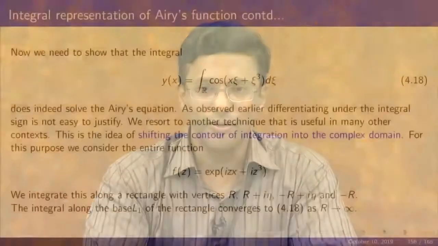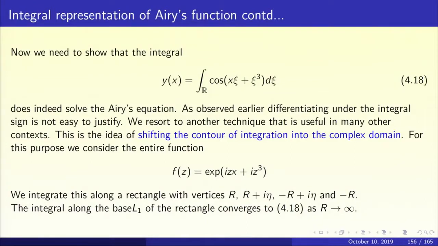Now look at this 4.18. There's a cosine term. I can throw in the sine term because sine is an odd function. I can write it as cos of x chi plus chi cube plus i times sine of x chi plus chi cube. No problem. All in all, I can write it as exponential of i x chi plus i chi cube as I had earlier. Now I complexify the variable chi and I replace chi by z. z is a complex variable, and now I look at the entire function f of z equal to exponential of i z x plus i z cube. This function is complex differentiable on the entire plane, namely it's an entire function.